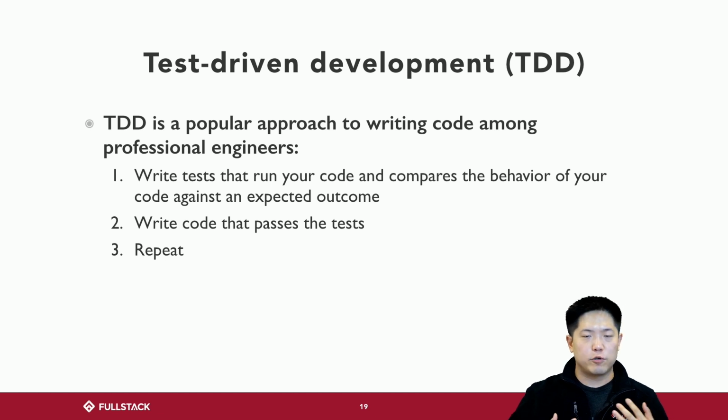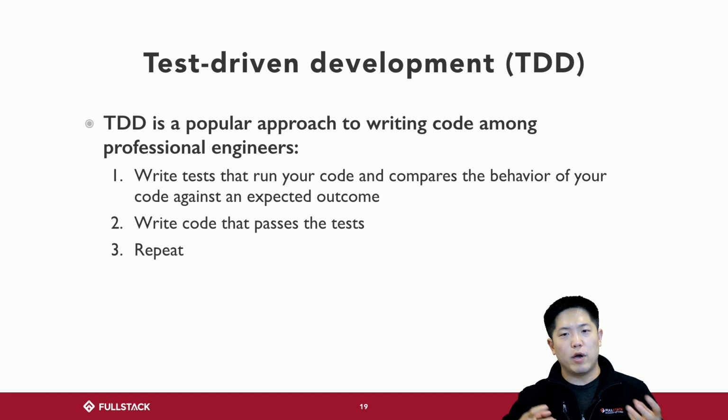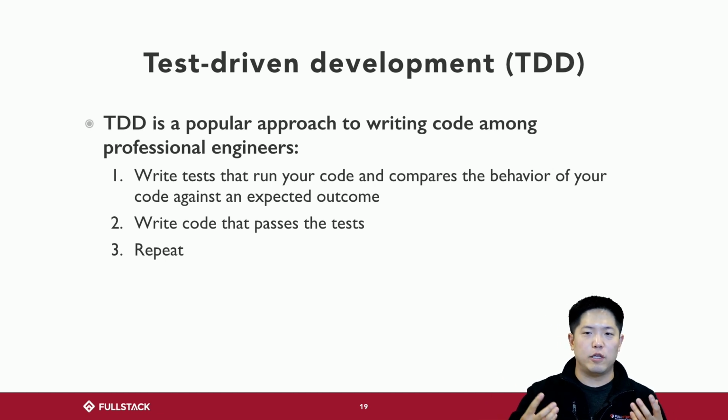All right, so what test-driven development is, is that you write tests, and tests are also code, that run your code, and then compare the behavior of the code that you've written against the test that you've defined. Right? So basically, we write tests, and we write code that passes those tests, and we keep going until we build our application.